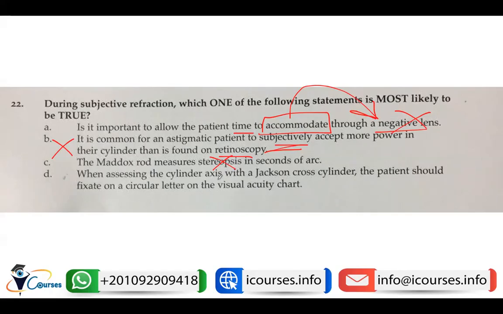When assessing the cylindrical axis with a Jackson cross cylinder, the patient should fixate on a circular letter on the visual acuity chart. This is true because we want the patient to detect if the letters are more circular or more round, or there is any irregularity in the contour. This cannot be done by a letter T or a letter E. This can be done by a circular letter like letter O or letter C. This is how the patient can detect if the contour of the letter is irregular, which occurs when there is astigmatism.